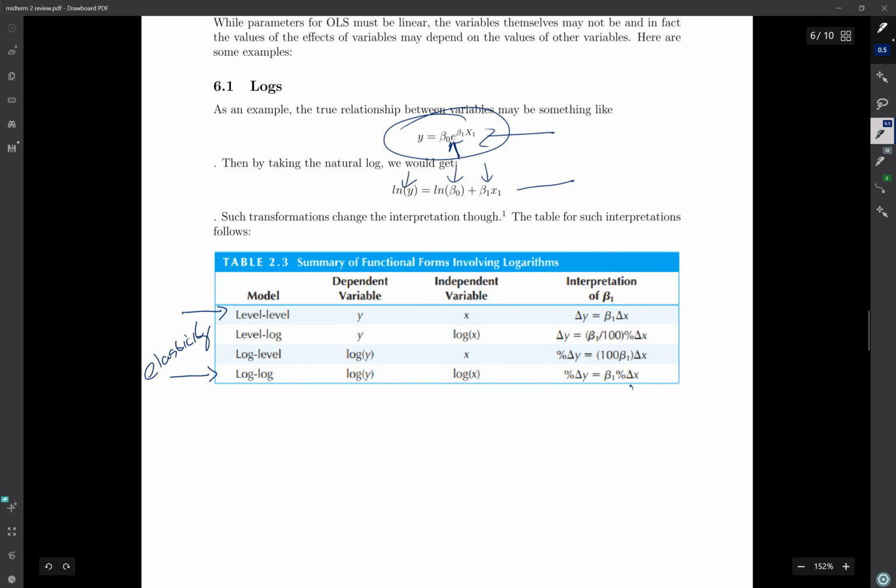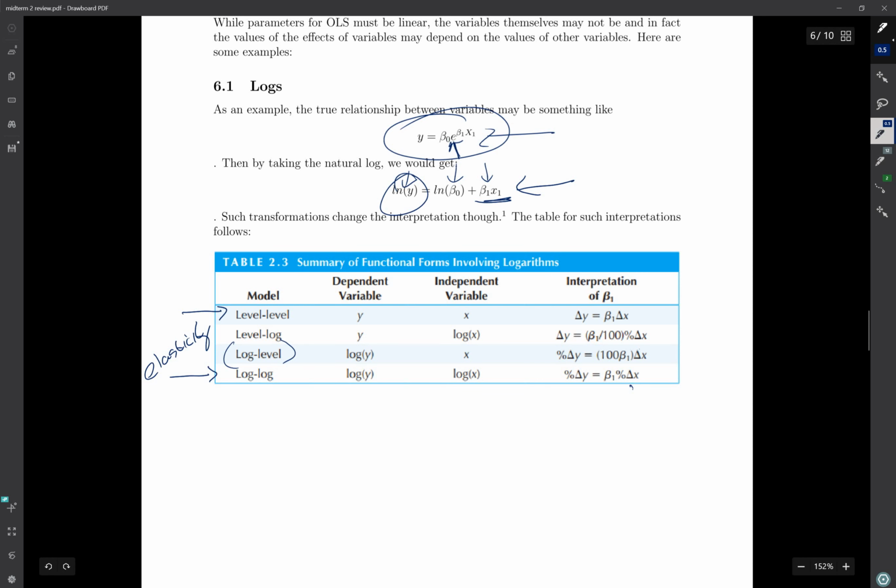This one we did up here was basically a log and then level design. Okay, so that's when our log variable is the y, but our x is not logged, it's level. So we would say here, as x changes by 1 unit, then y is going to change by 100 times beta 1, in terms of percent.